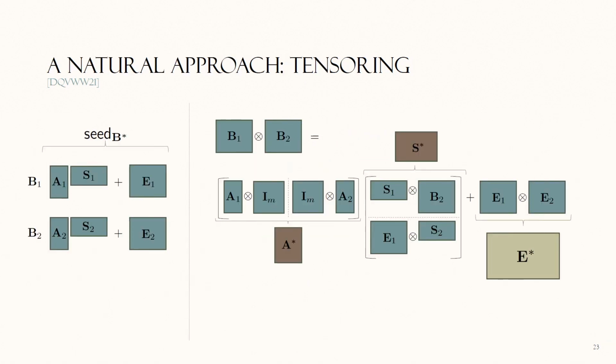And a natural approach that DQVWW21 takes is tensoring. Suppose that the seed B star just consists of two LWE matrices, B1 and B2, each of the form A_i, S_i plus E_i. Well, a natural way to generate a larger LWE sample is to just smash them together with a tensor. And by the mixed product property of tensors, you get this nice relation that we can have this block matrix A star, this block matrix S star, and the new error will just be E1 tensor E2.